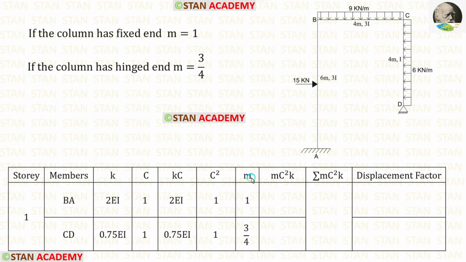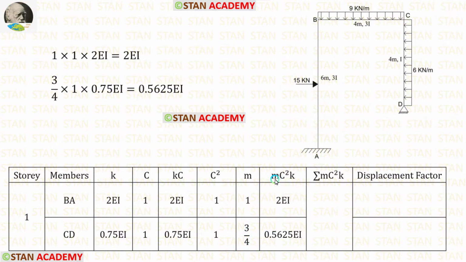Now let us enter the end condition factor M. If the column has fixed end, M will be 1. And if the column has hinged end, M will be 3 upon 4. For the column BA, we have fixed end. So M will be 1. And for the column CD, we have hinged end. So M will be 3 upon 4.